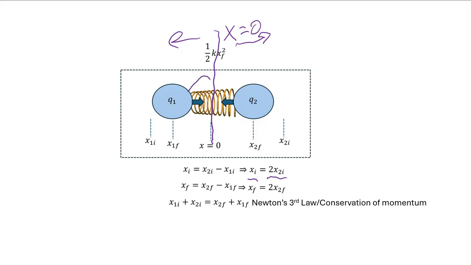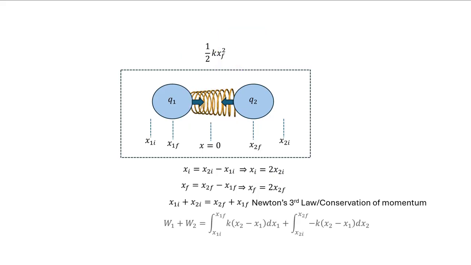Now, what do I mean by that? I mean that the total stretching of the spring, x initial, is equal to this distance, which is x2 initial, plus this distance, which is x1 initial, and those actually have to have the same magnitude. Okay, now let's find the work done on both objects. This is the work done on Q1, and this is the work done on Q2.